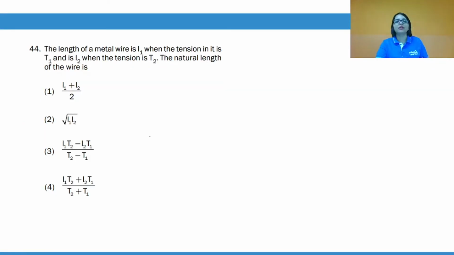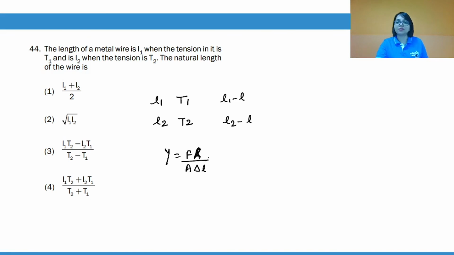The length of a metal wire is L1 when the tension in it is T1. Its length is L2 when the tension is T2. The natural length of the wire is. So let's say natural length of the wire is L, right? So when tension is T1, extension in wire is L1 minus L, and when tension is T2, extension in wire is L2 minus L. Now we are using the same metal. That means Young's modulus is the same for both the wires, right? Young's modulus is given by F upon A divided by delta L upon L.